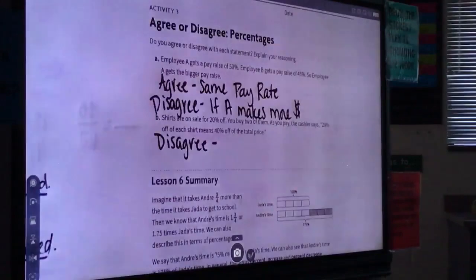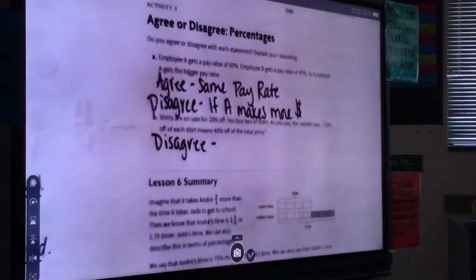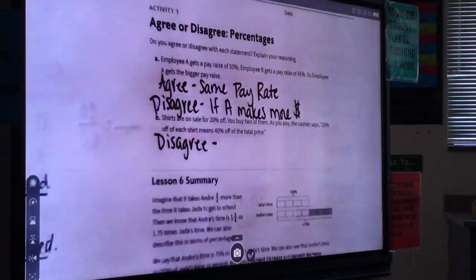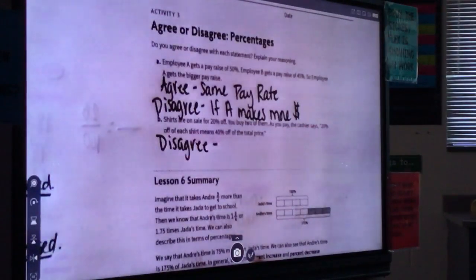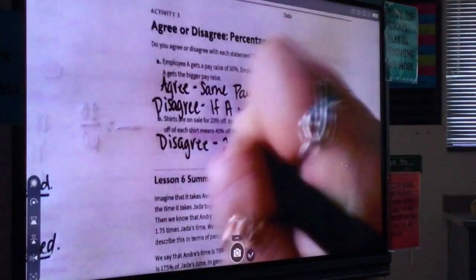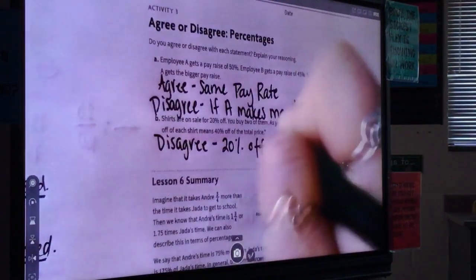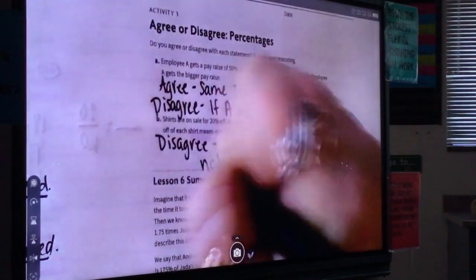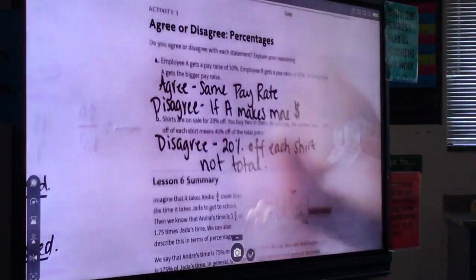The reason this is a disagree is because why? Why is this a disagree? There is no agree in this one. Summer. Because I said that because 20% is off each shirt, not total. Yes. 20% off each shirt, not total. All right, and that is exactly it.